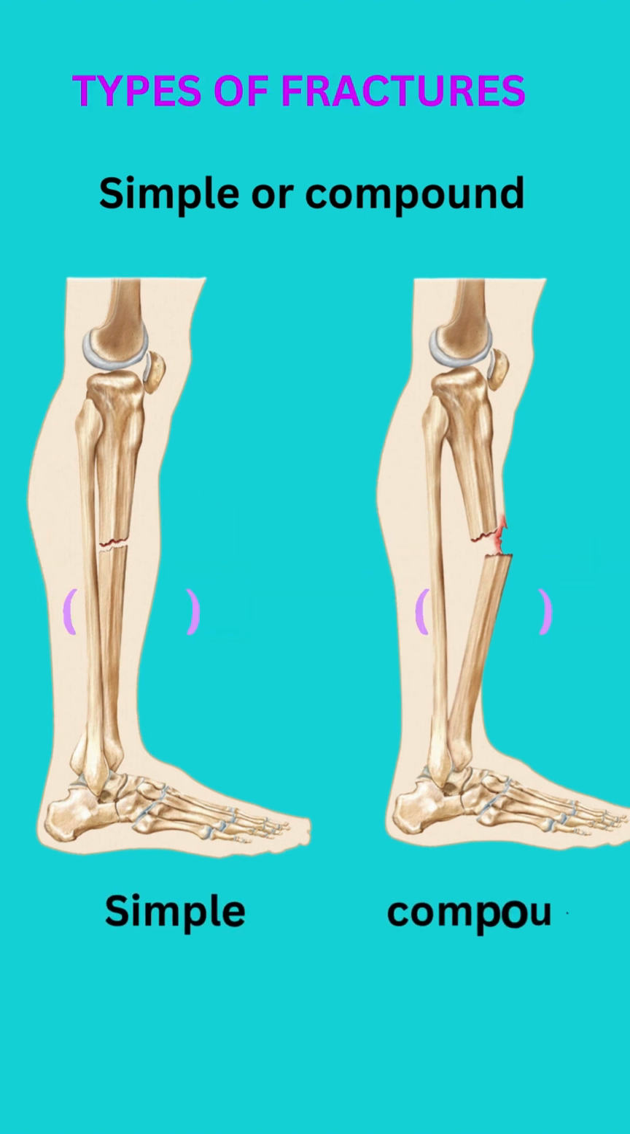Open fracture, also called compound fracture: the bone pokes through the skin and can be seen, or a deep wound exposes the bone through the skin. Closed fracture, also called simple fracture: the bone is broken, but the skin is intact.